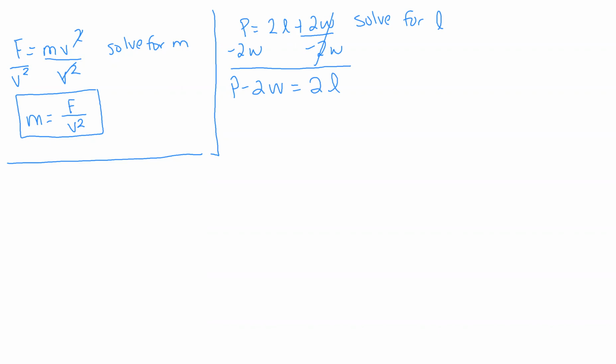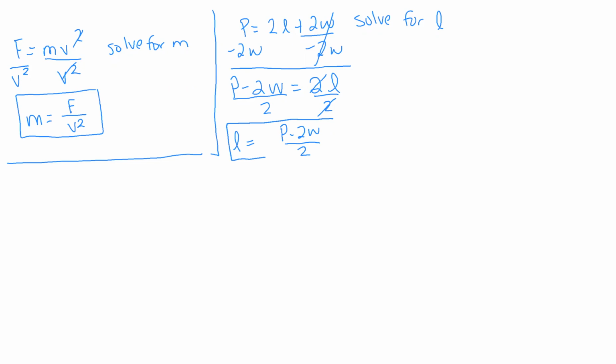Now, in order to get L alone, I need to undo what's happening to L. What's happening to L right now is it's being multiplied by 2. So I want to divide both sides by 2. And what that would do, the 2's right here cancel. So I would get L equals P minus 2W over 2.